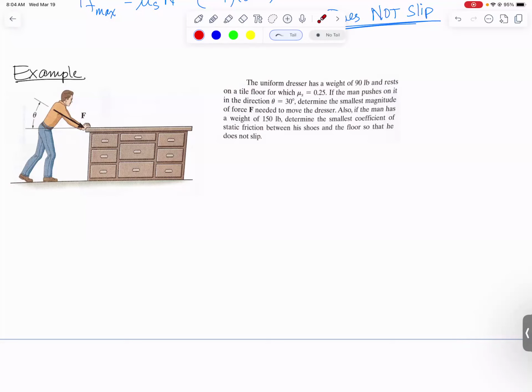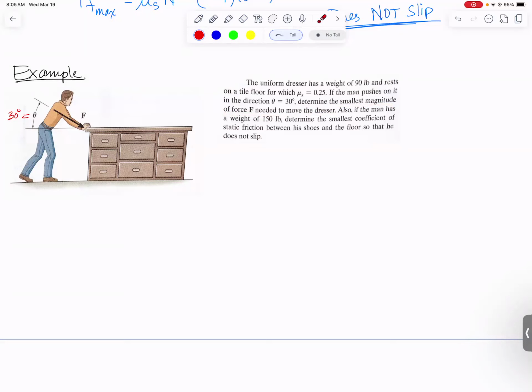So we're starting with a dresser, 90 pounds, and we know the friction between the dresser and the tile. This man is trying to move it by pushing down and to the right with a force F. We're told that theta is 30 degrees. And the first question is, what is the smallest force he needs to push to get the dresser started moving? So that is motion impending kind of language, right? Determine the smallest magnitude of force F needed to move the dresser. So we're going to solve for F right at the condition when the dresser is just starting to move.